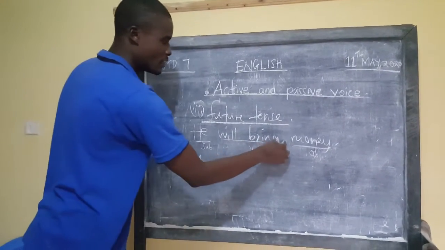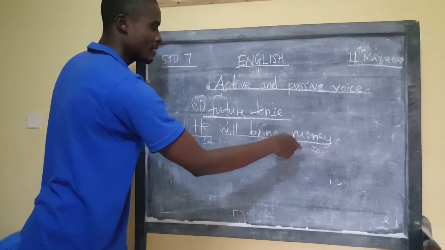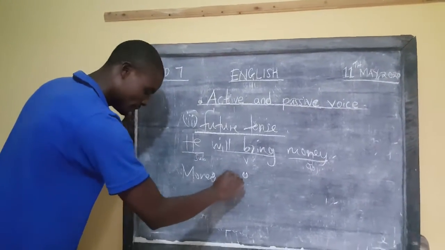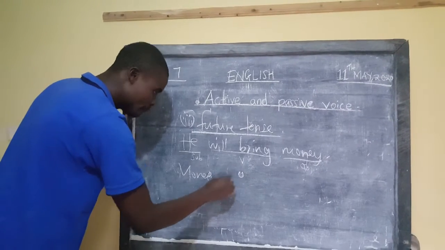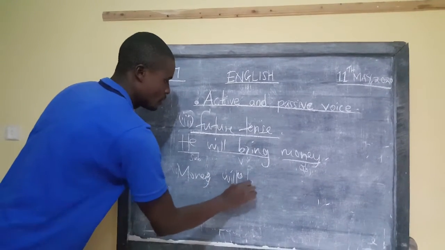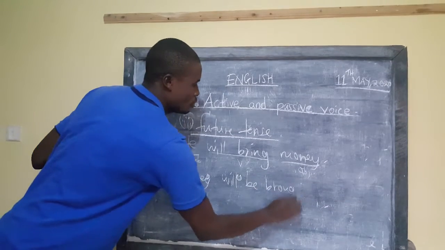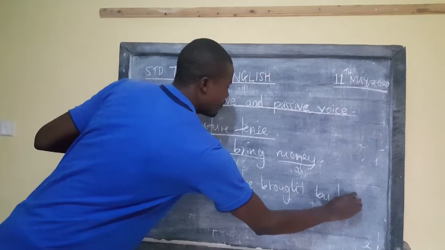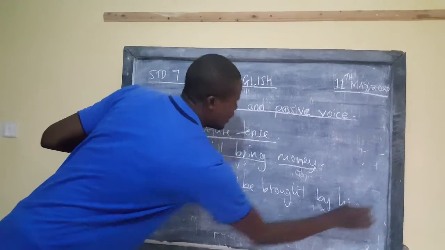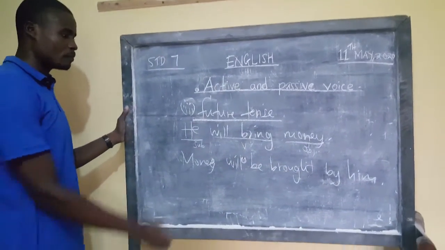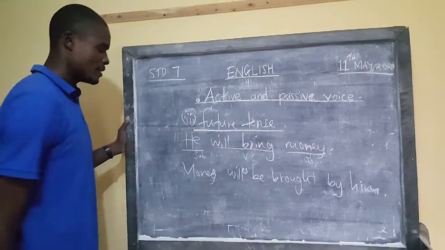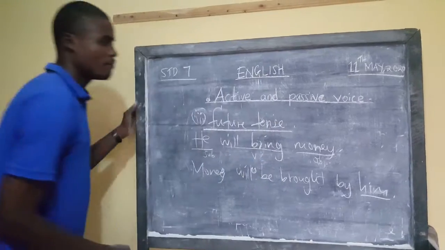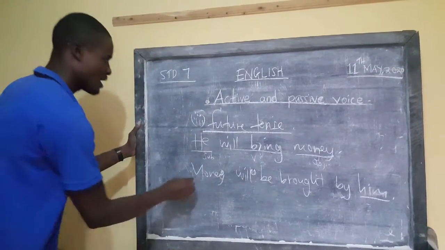If you are very keen, there is no article before money. There is no "a money". Money is uncountable, so we can't put any article there. We say, money will be brought by him. He will bring money. Money will be brought by him. The objective pronoun must come there.